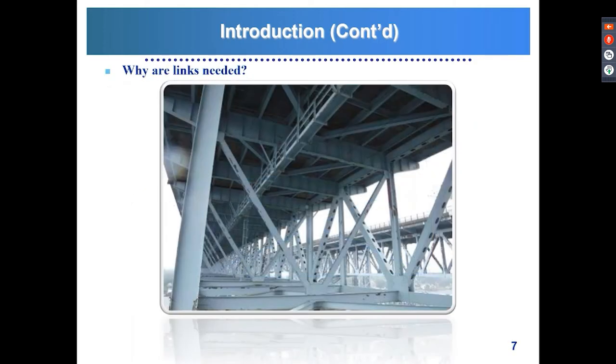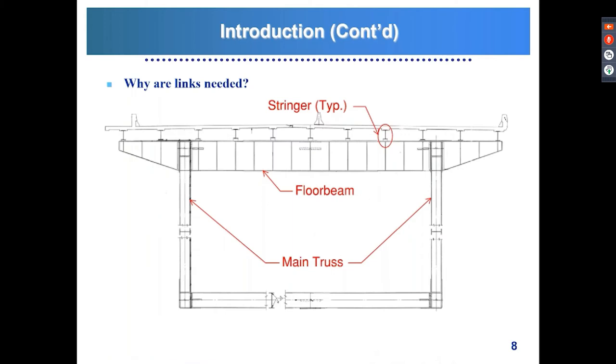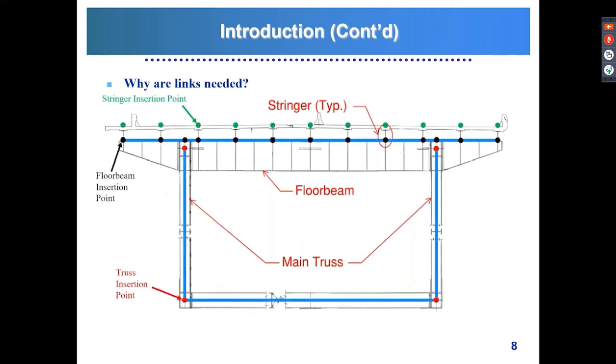For example, you could have a more complex structure where you have stringer girders that are resting on floor beams connected to a truss. And the cross section of that will look something like that. So you have your deck supported on your stringer girders that are in fact being supported by the floor beams connected to that main truss. So in the model, it will probably look something like that.